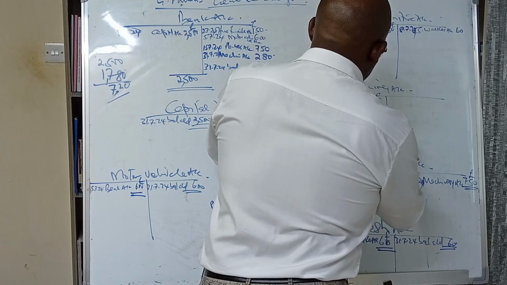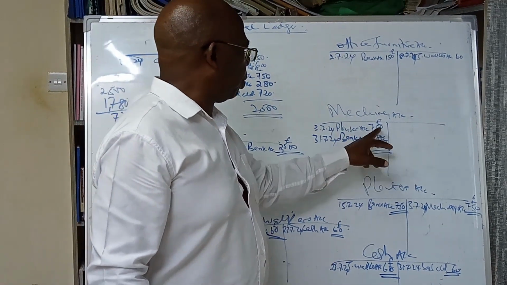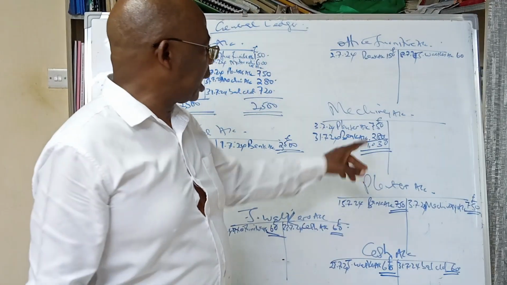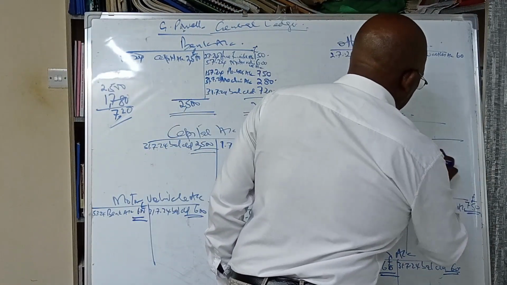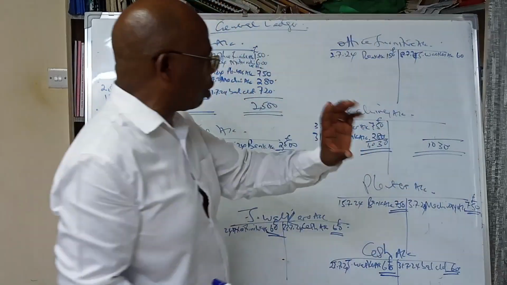8, 10, 10. So machinery we started with, we bought 750, we bought 280. At the end of the period, the balance carried down is 1030. So we come here. Please mark what we are saying.